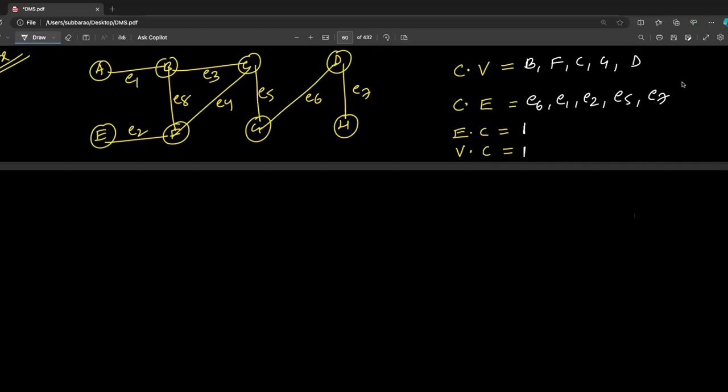Minimum number of edges I have to delete so that the graph becomes disconnected: 1. Minimum number of vertices I have to delete so that the graph becomes disconnected: 1. Are you comfortable with this?